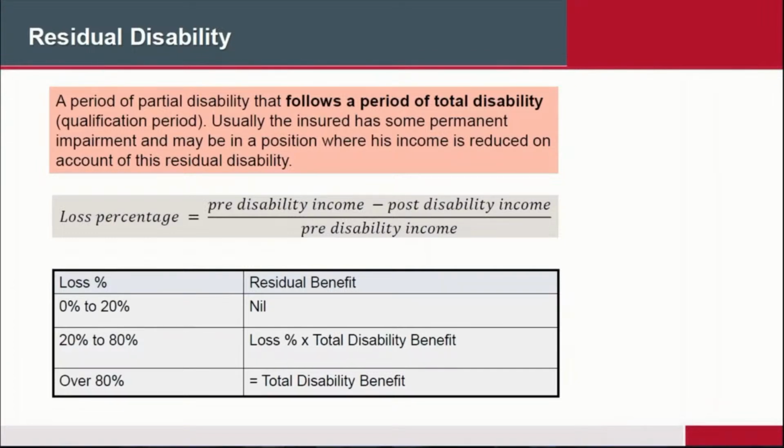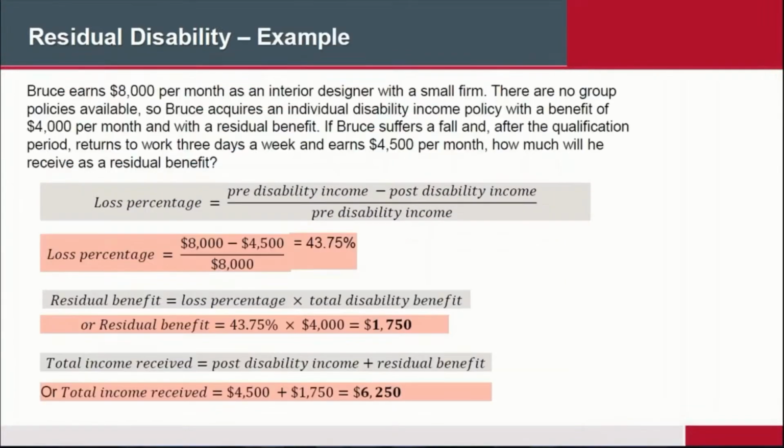Once again, the book manual does give you a couple of examples of that, so please make sure you review that. But here's one for you, just again because this is so important. I've decided that I should have one for you here as well. So here we've got Bruce, who earns $8,000 per month as an interior designer. There are no group benefits for him. So Bruce acquires an individual policy benefit and he gets $4,000 per month with the residual benefit. So therefore, when he becomes disabled, he gets $4,000 a month.